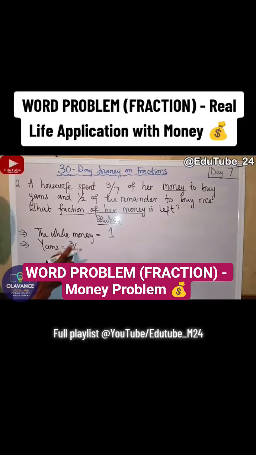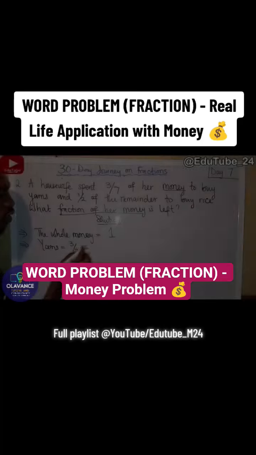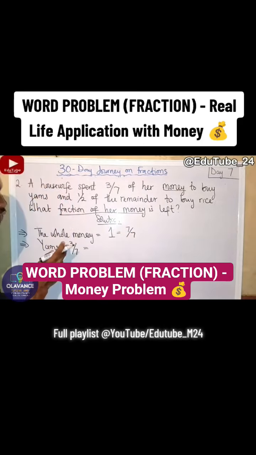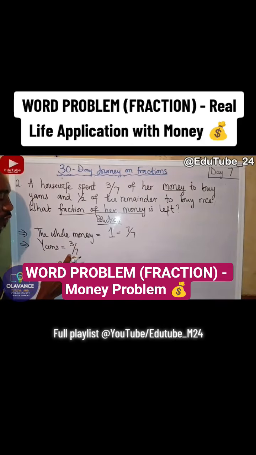So she spent 3 over 7 on yams out of her own money. That means if she spent 3 over 7, the entire money will be 7 over 7. So if she spent 3 over 7 of her money on yams, that is 3 out of 7. If something is 3 out of 7, we will be left with 4.